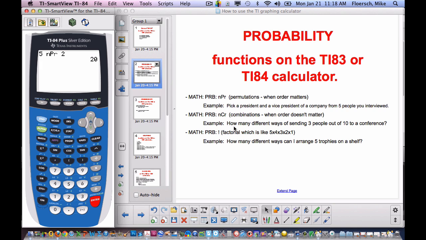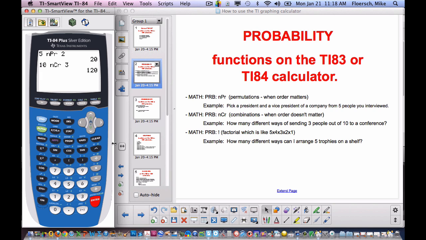Let's try a combination. How many different ways of sending 3 people out of 10 to a conference? Let's say I have 10 people that work for me and I want to send 3 to a conference. So this time it doesn't matter what the order is, I just want to send 3. So this time I'm going to do nCr, which is number 3. And I want to choose 3 people and I hit enter. There are 120 different combinations, or different ways, of sending 3 people to the conference.